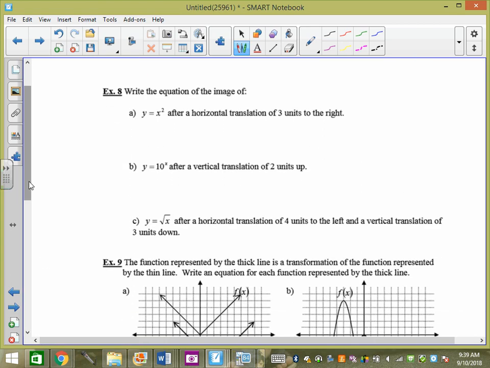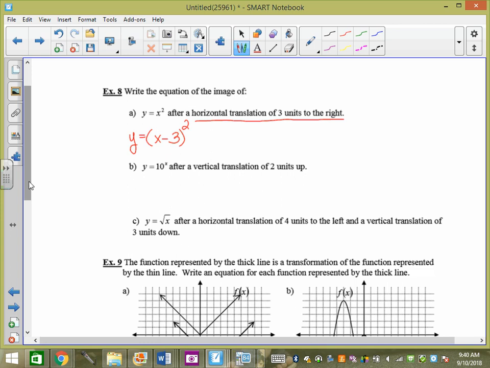Okay, we're going to write an equation for the image of. So this one says y equals x squared after we do a horizontal translation 3 units to the right. So what are we going to get? y equals x minus, because when we put it back in, it's the opposite, 3 bracket squared.